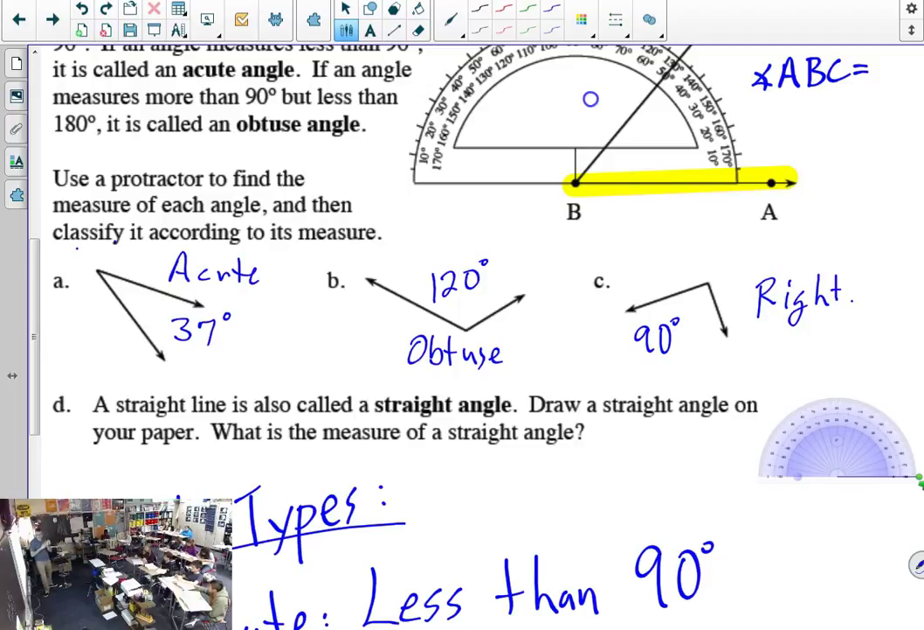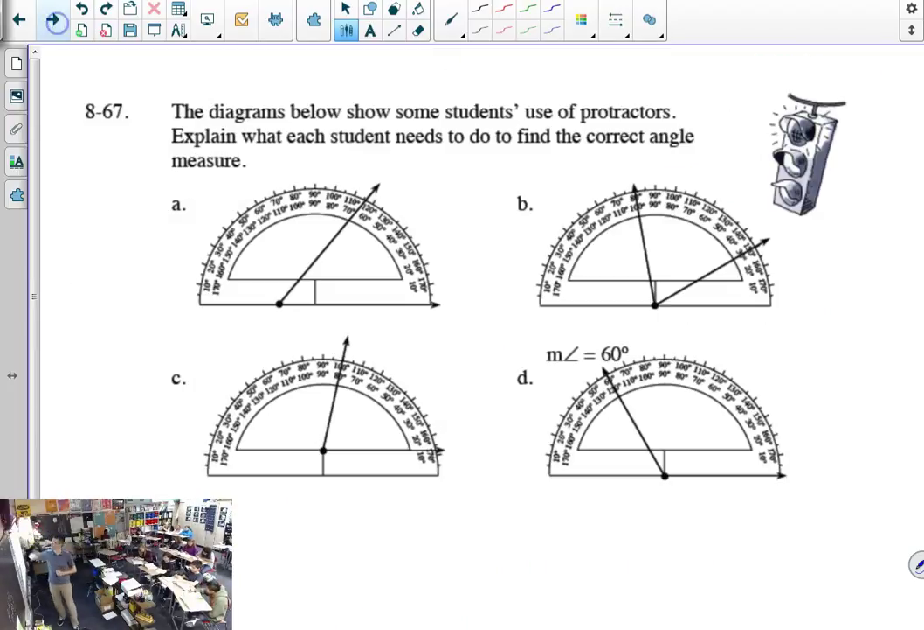Acute, obtuse, and right. So, talk with your partner. Jot down little notes in your notes if you want, but really just have a good conversation. Have these angles been lined up with the protractor correctly to be measured? If not, what's wrong? And chat with your partner.